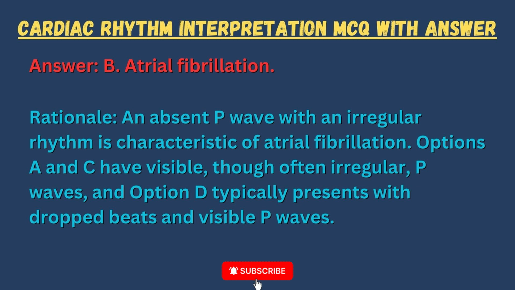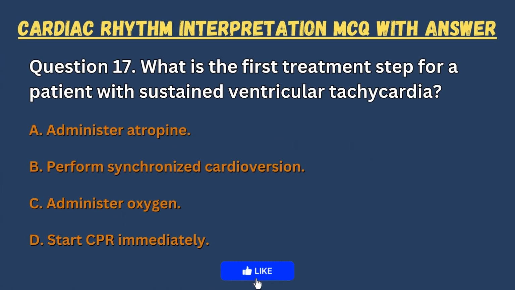Question 17. What is the first treatment step for a patient with sustained ventricular tachycardia? A. Administer atropine. B. Perform synchronized cardioversion. C. Administer oxygen. D. Start CPR immediately.